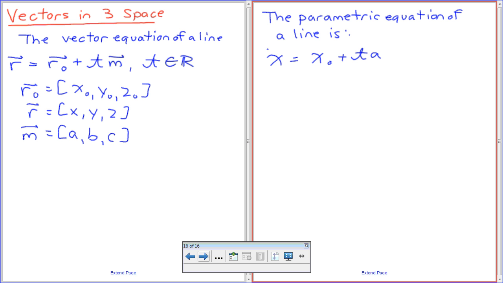It's the same as last time. So what's the y going to be then? Same as last time. So y is going to be y naught plus tb, and z is going to be z naught plus tc. That's not like a super villain, z naught. I feel like it's a good villain anyway.